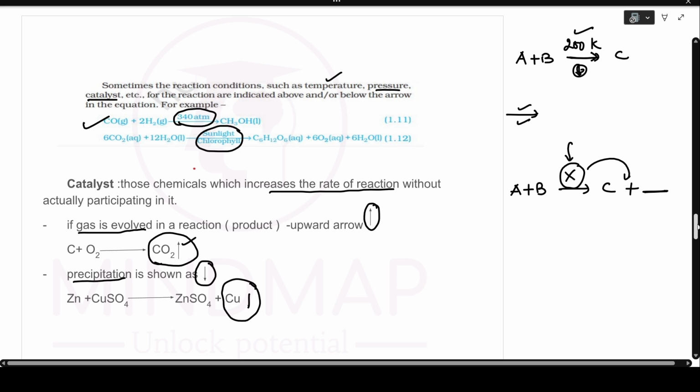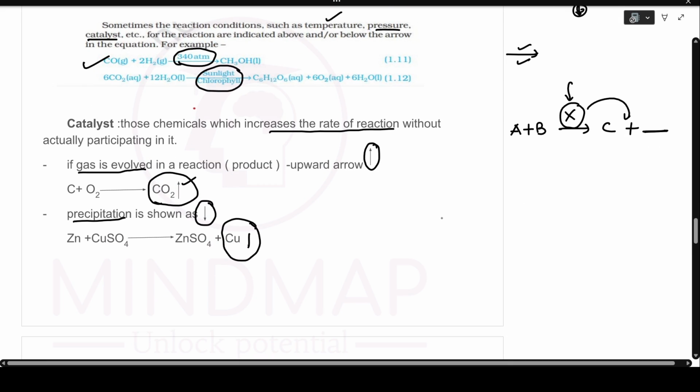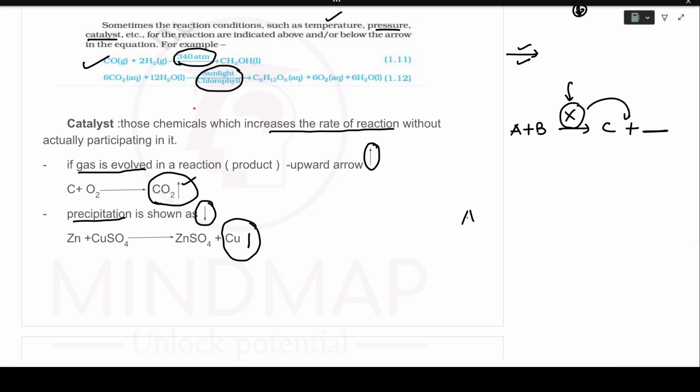Right? So this is all about your chemical equation. So what do you know about chemical equations? Now first of all, symbols are written. Right? A, B gives C. Symbols or formulas are written. The plus sign is used to separate the two reactants or products. The arrow shows the direction of the reaction.